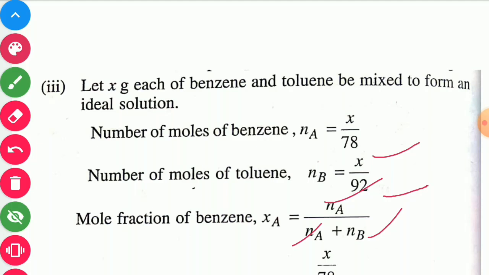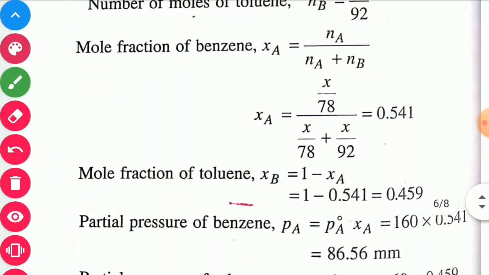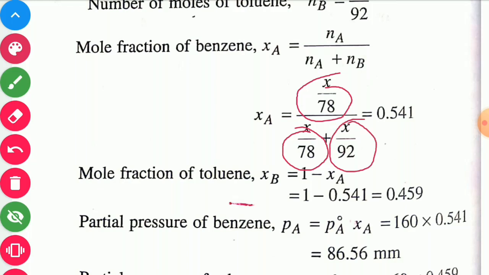So here we obtained the number of moles of benzene as well as toluene. Therefore mole fraction of benzene will be equal to number of moles of benzene upon number of moles of benzene plus number of moles of toluene. So we obtained x upon 78 upon x upon 78 plus x upon 92. So that will be equal to 0.541.